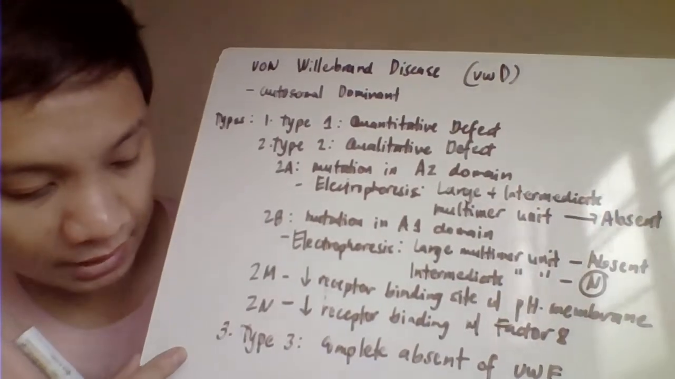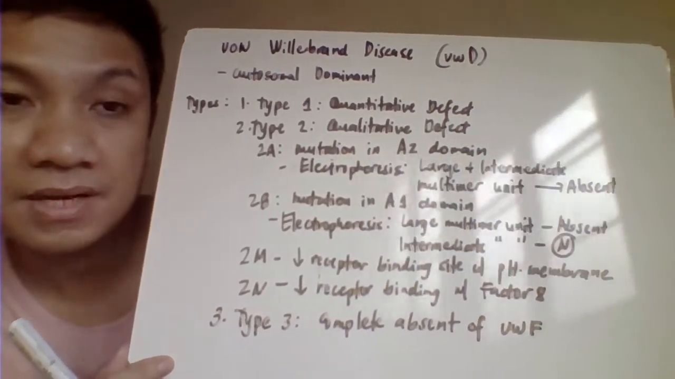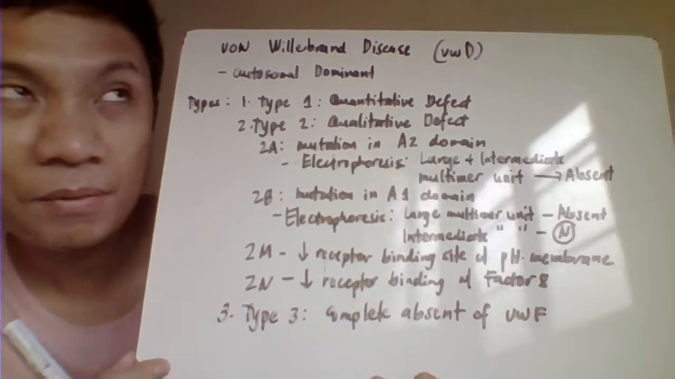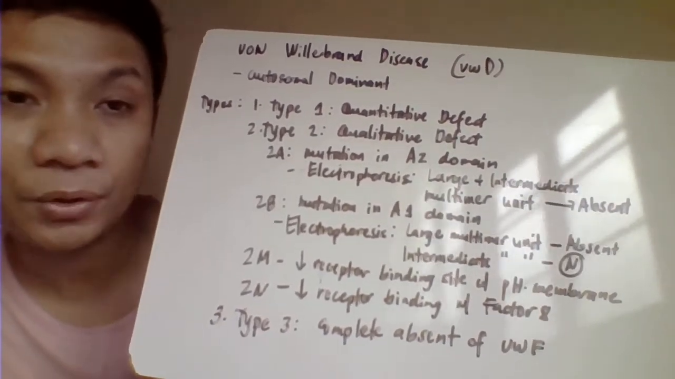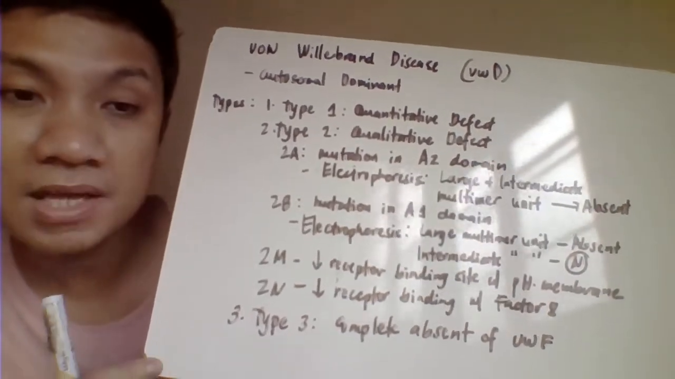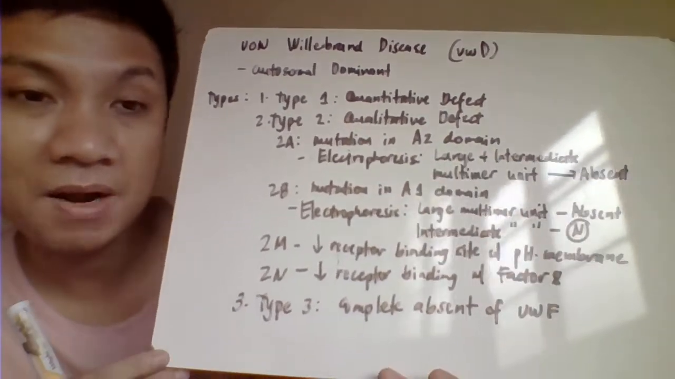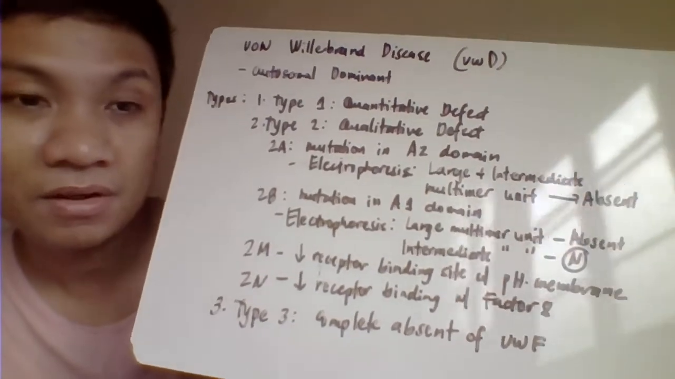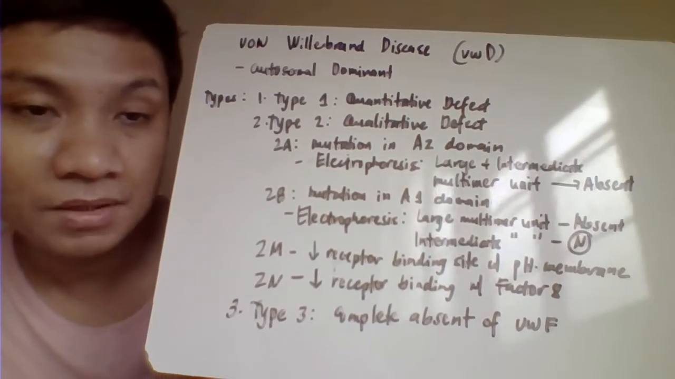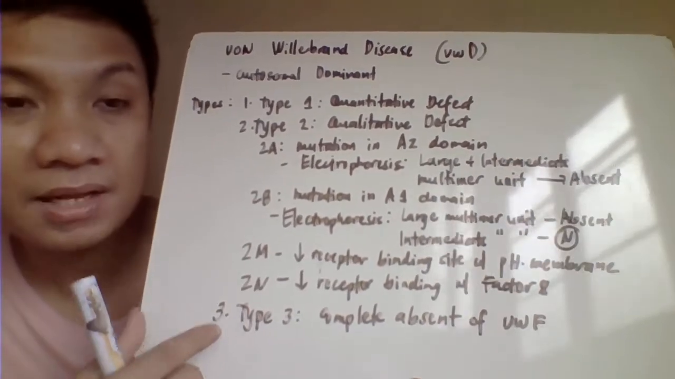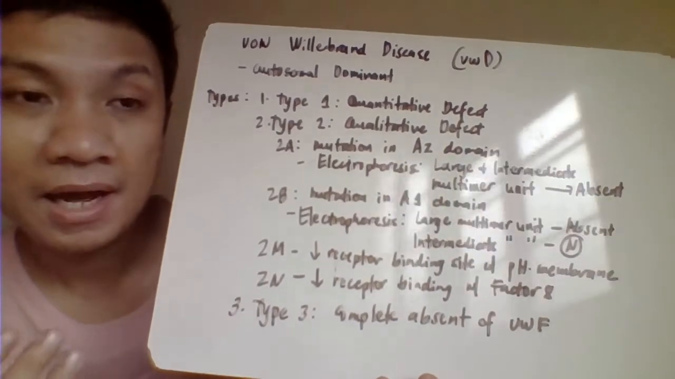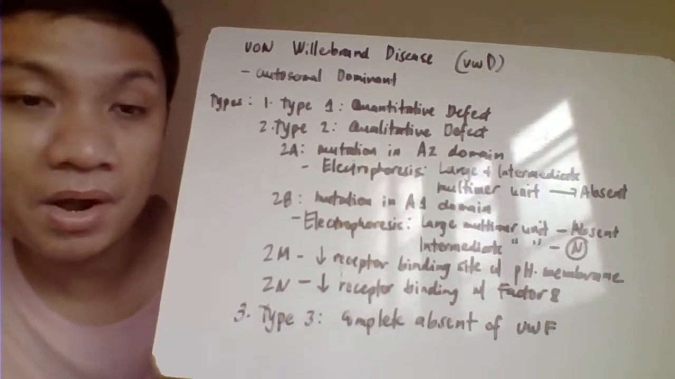Type 3, on the other hand, is characterized here by complete absence of your subunits or complete absence of your von Willebrand factor. Wala talaga kang von Willebrand factor. Okay, remember that your von Willebrand factor is needed para mag-bind sa ating factor 8 concentrate to form factor 8 von Willebrand factor complex. So, if you have a problem with that, it would also affect here your coagulation cascade clotting process.